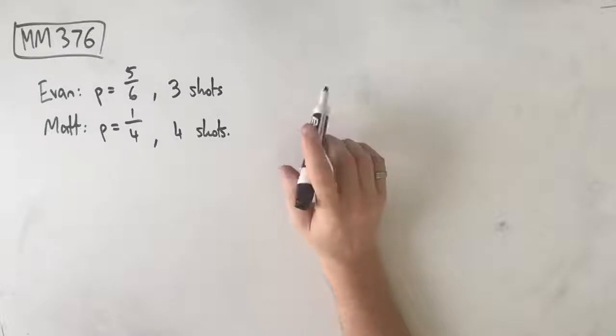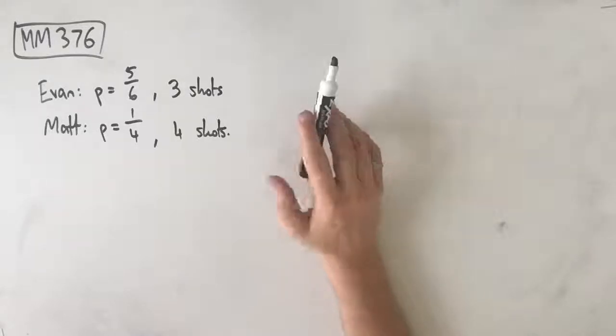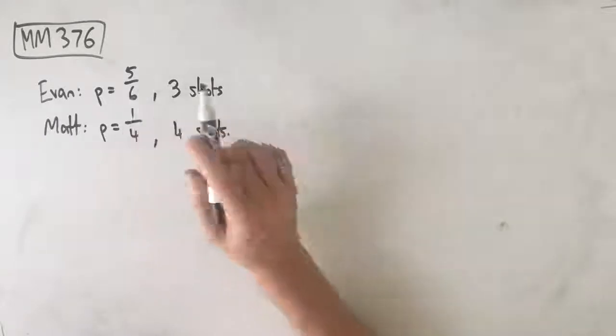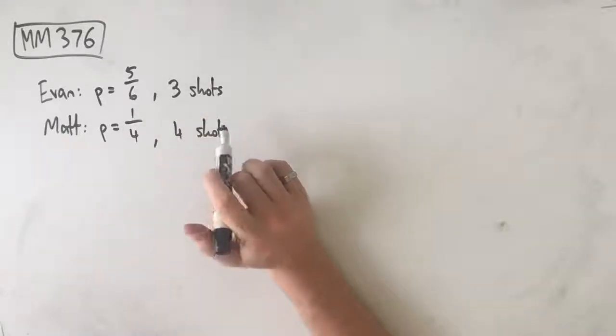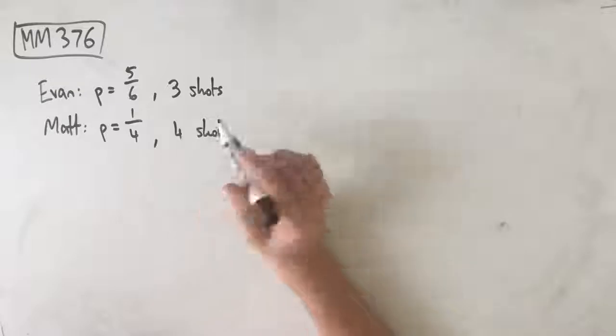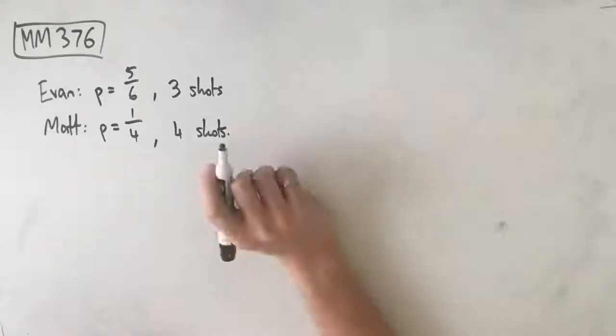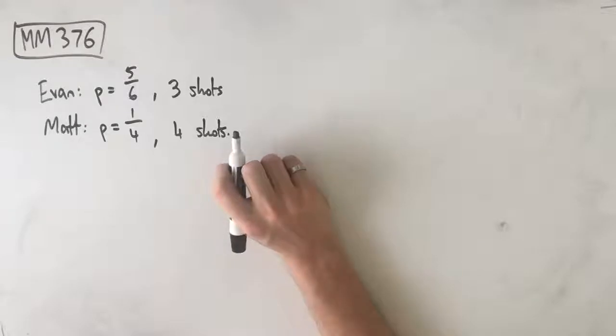So we've got this question that says Evan and Matt are playing Rocket League. While playing each other, the probability that Evan scores any given goal is 5 in 6, while the probability that Matt scores any given goal is 1 on 4. Evan has 3 shots at goal and Matt has 4 shots at goal. How many times more likely is it that Evan scores at least 1 goal than Matt scoring at least 1 goal?